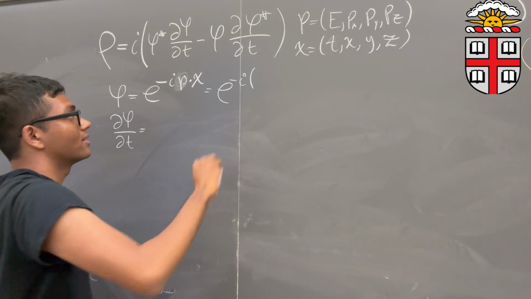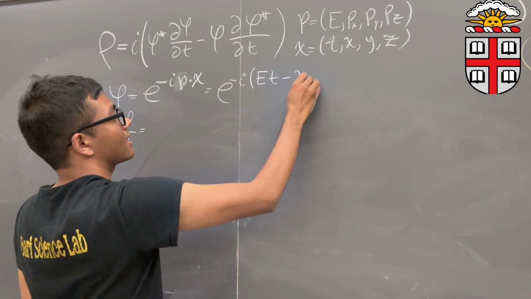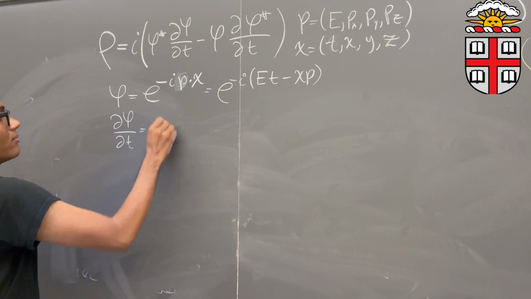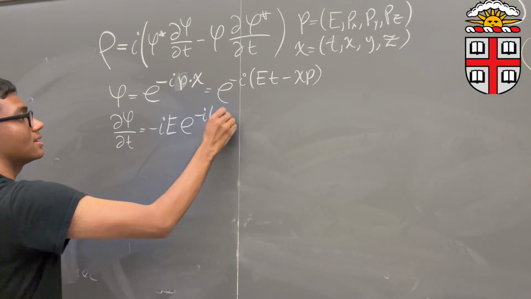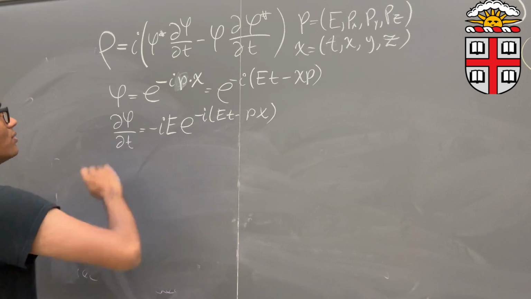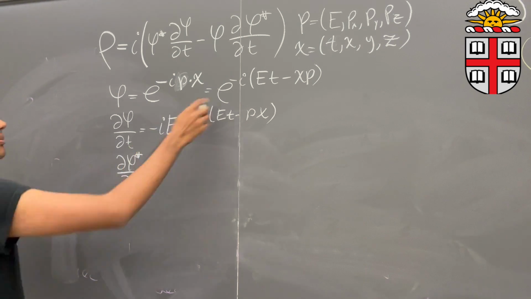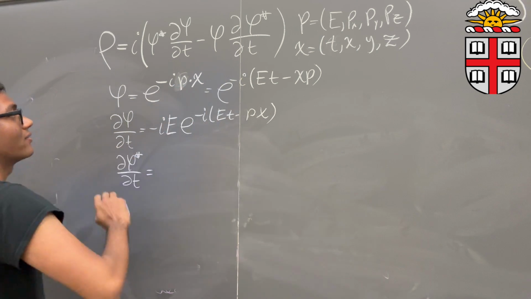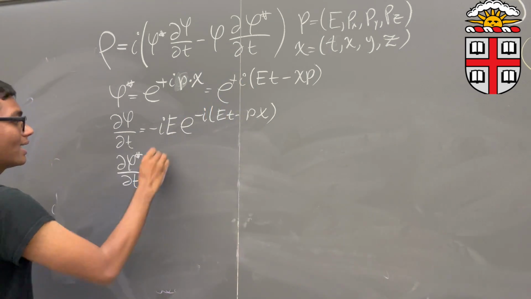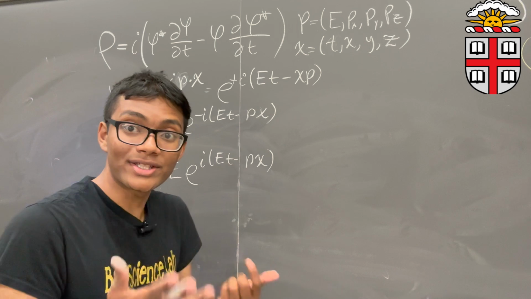So when I take their dot product, if I'm just working in one spatial dimension x, then I have Et minus xp. All right, so now let's come over here. If I take the temporal derivative, I'll pop out a minus iE times e to the minus i(Et minus px). Partial phi partial t and partial phi conjugate partial t will look very similar, but phi conjugate has a plus sign over here, so I'm going to pop out an iE instead for phi conjugate: iE e to the i(Et minus px).